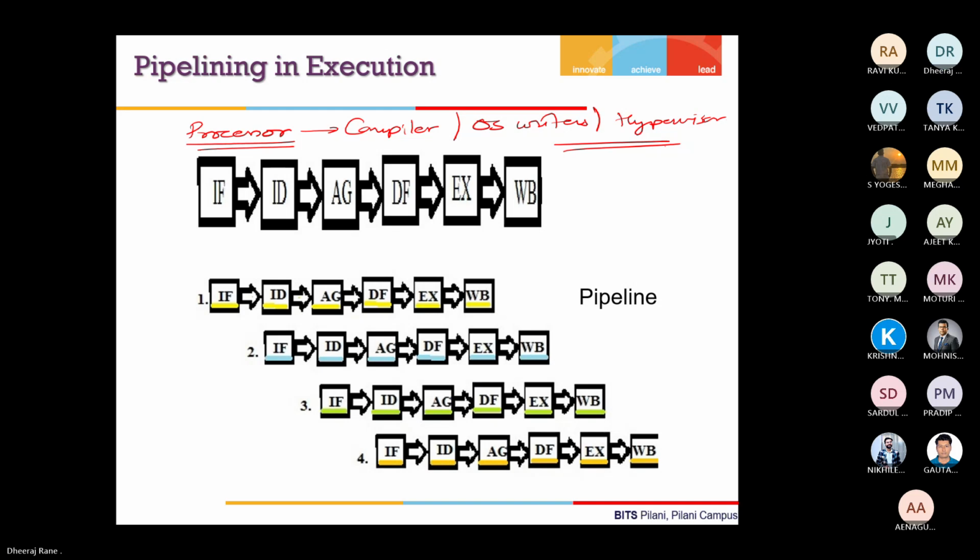So you can just have a look. IF stands for instruction fetch, then instruction decode, then this is the address generator. DF is for data fetch.